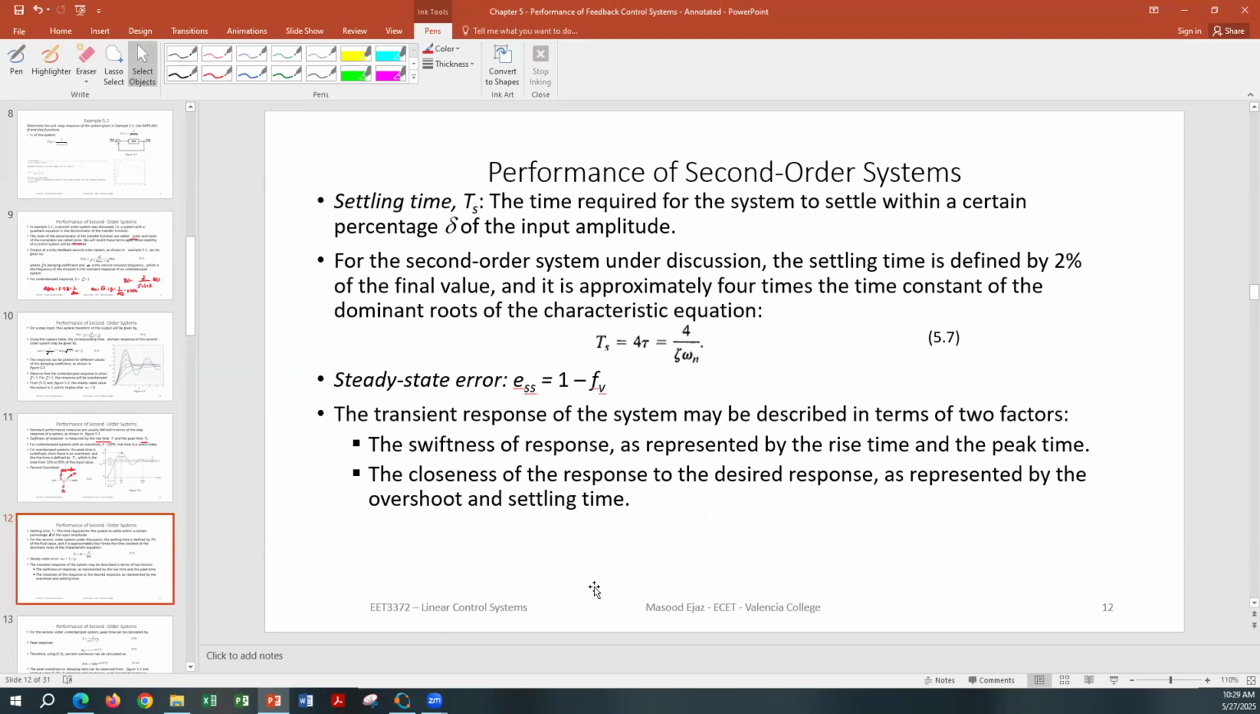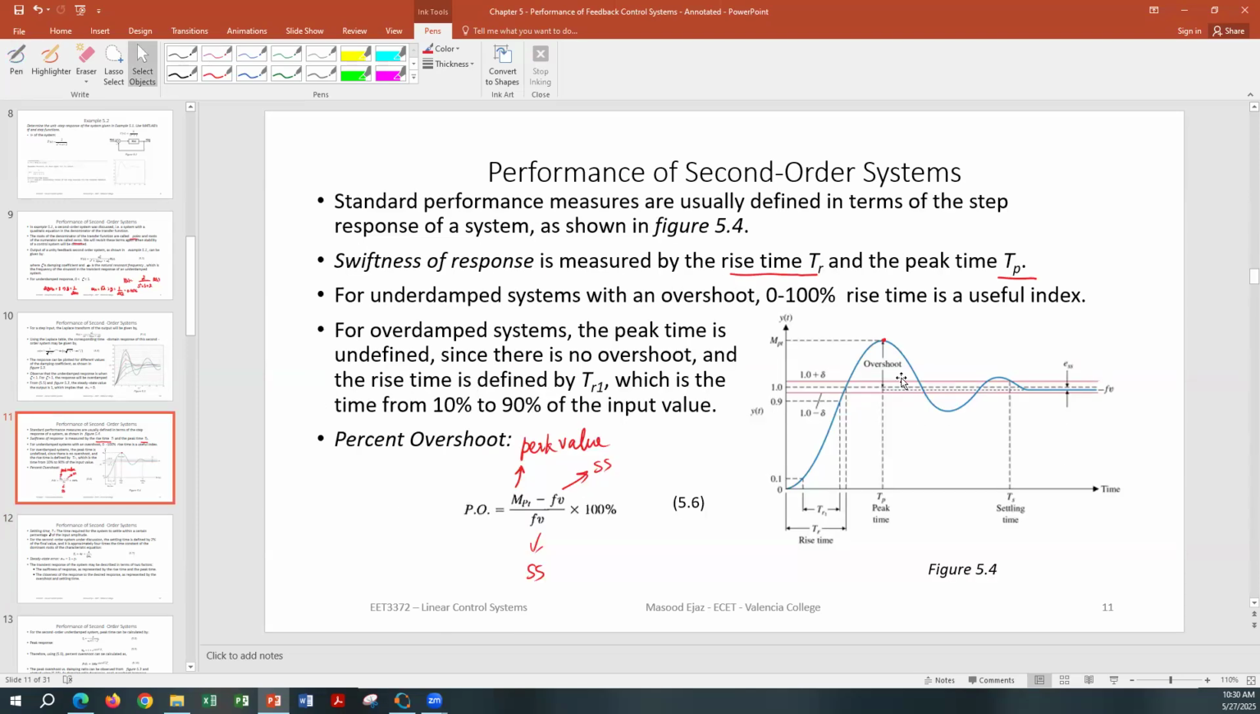Settling time is the time required for the system to settle within a certain percentage of the input amplitude. For example, here, which is given to you right here. So you choose a value of zeta, and you see it is oscillating, going up and down. The first time it goes to the value 1 plus delta, and then it does not come out of these red lines, that time is considered as the settling time of the system.